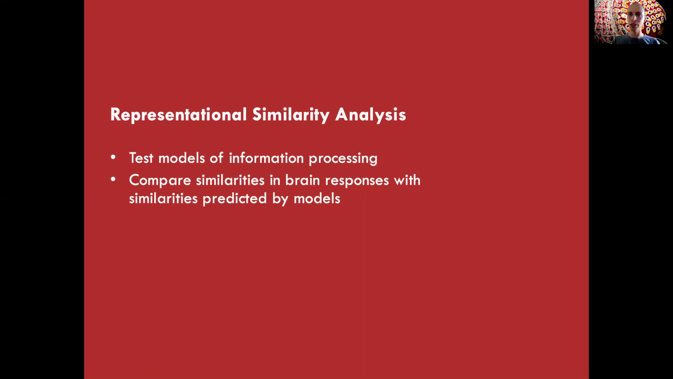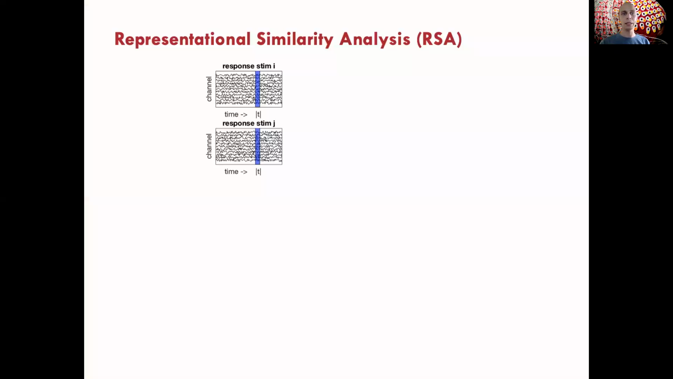To give you an illustration of this approach, which is very popular in cognitive neuroscience at the moment, we go back to our EEG data again. We have our response to two different stimuli, stimulus I and stimulus J. At each time point, again, we do a sliding window approach. At each point in time, we take the activation at all our channels for stimulus I and stimulus J, and then we compute some measure of dissimilarity.